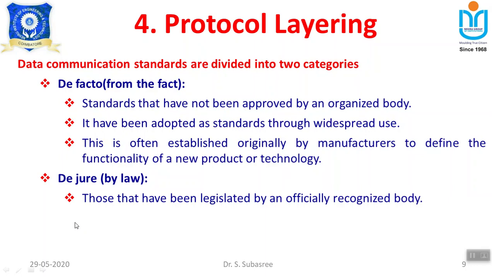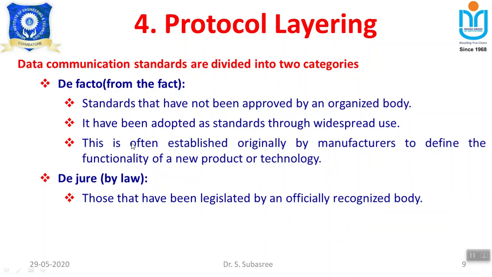So what is the meaning of de jure? De jure is nothing but law, right? It has to be registered officially to be recognized. There will be a group of people, an organized body, and they will accept the product. They will test the product. We have to demonstrate it in front of this organized body, and they will accept and officially recognize our product. That comes under the category of de jure.